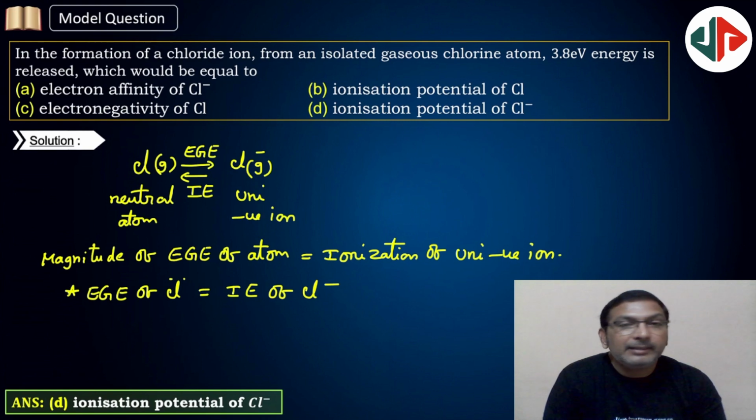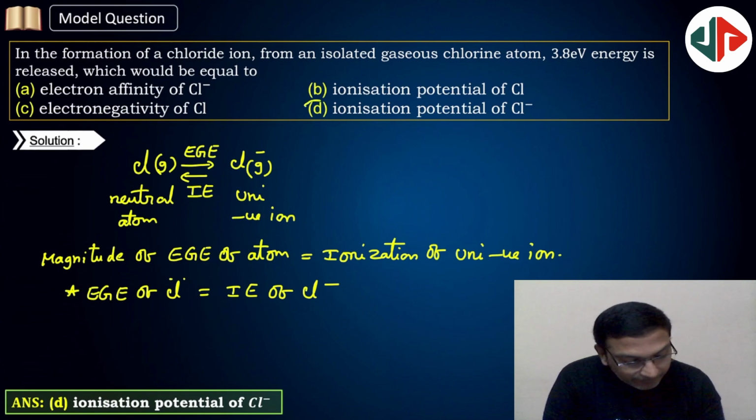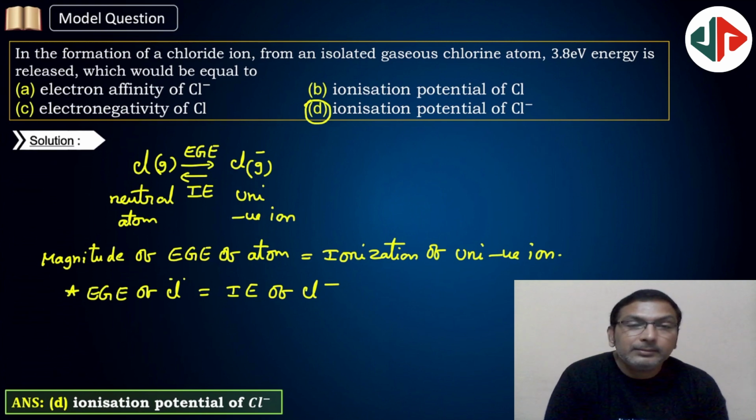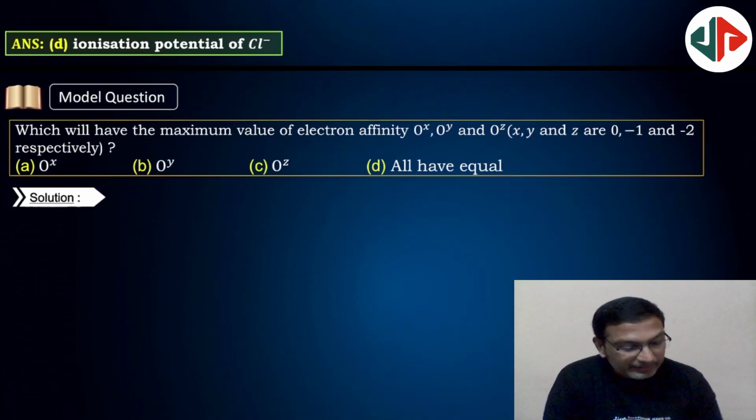So electron gain enthalpy and ionization energy are opposite processes. So in the forward reaction, 3.8 electron volts of energy is released. In the reverse process, 3.8 will be absorbed. So therefore, the option will be D. Electron gain enthalpy of Cl is ionization of Cl-. Next one.